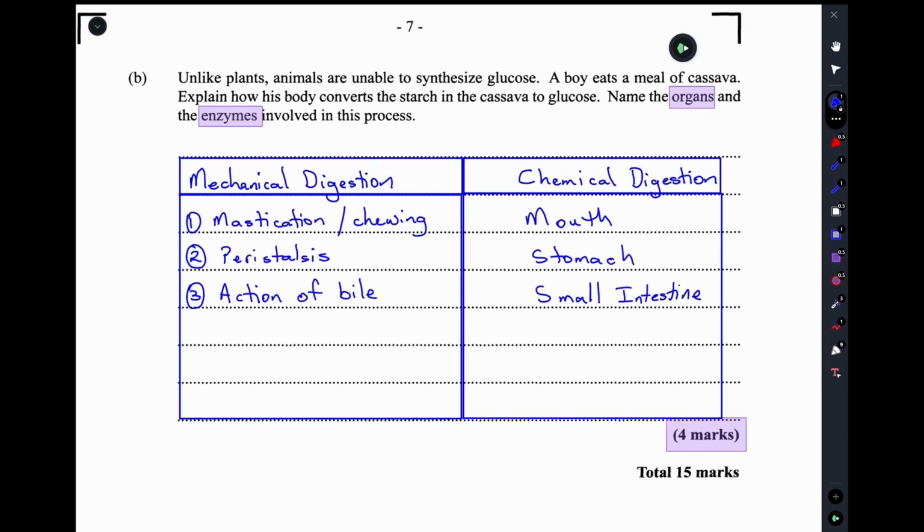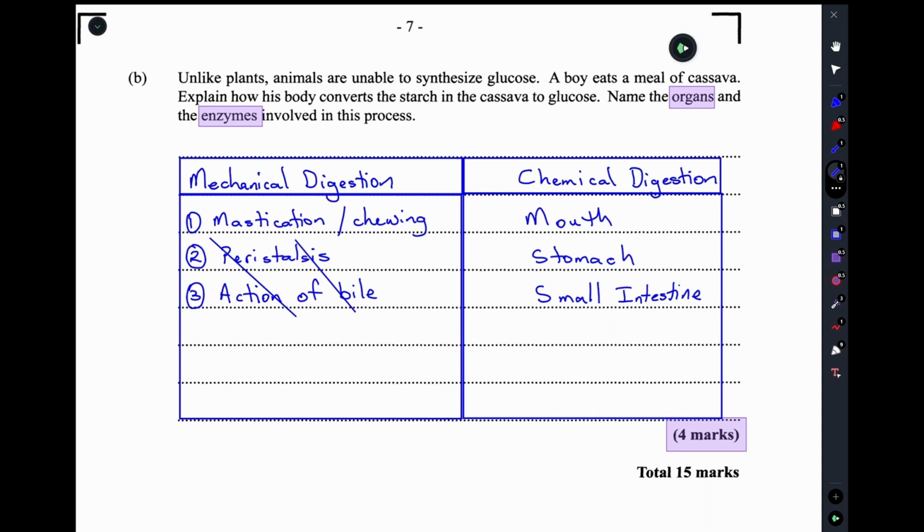Now this question really concerns digestion. And there are 2 types of digestion, mechanical and chemical. Mechanical digestion includes mastication or chewing, peristalsis, or the action of bile. All 3 of them are considered mechanical digestion. For the purpose of this question, I will not include peristalsis and the action of bile. Not really relevant for 4 marks.